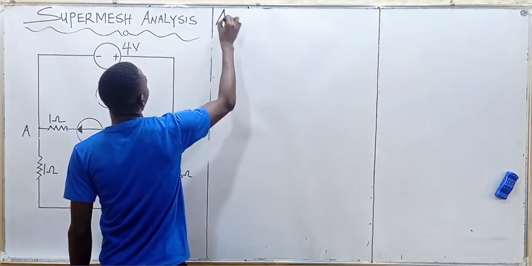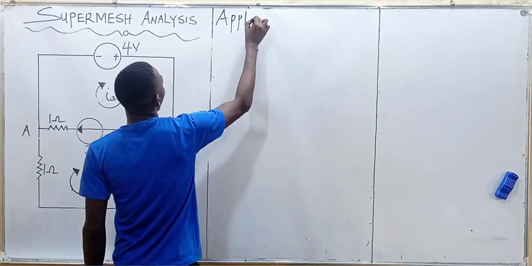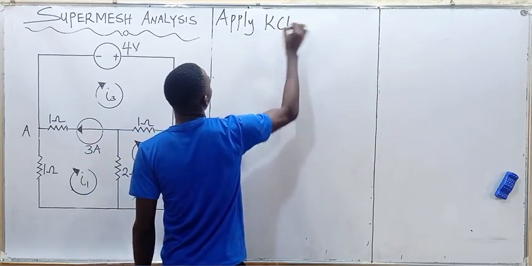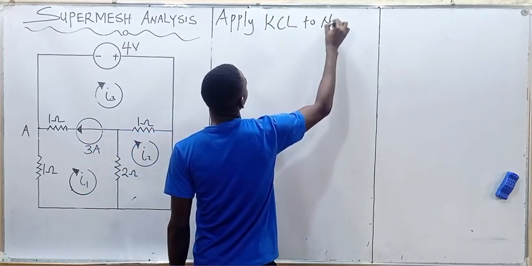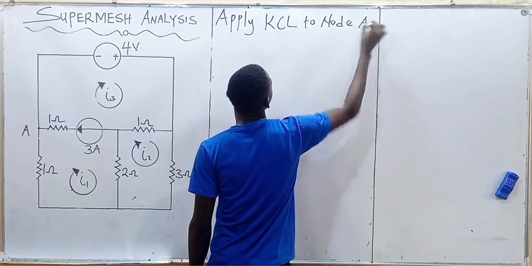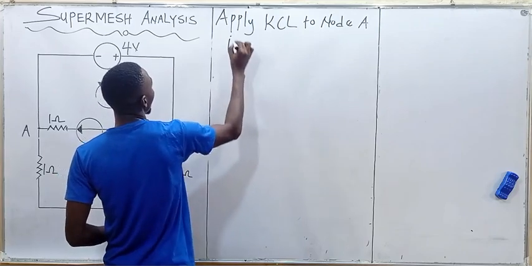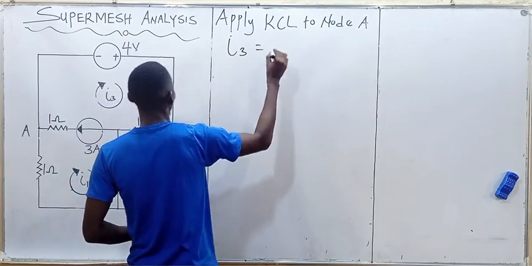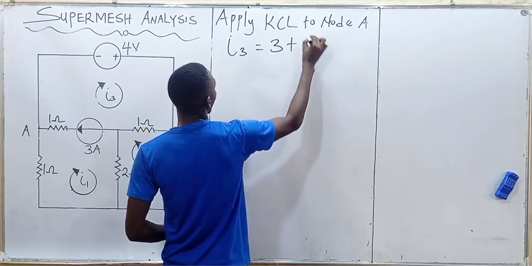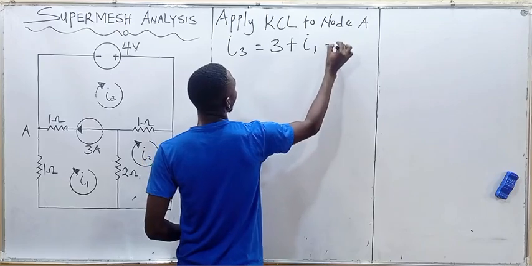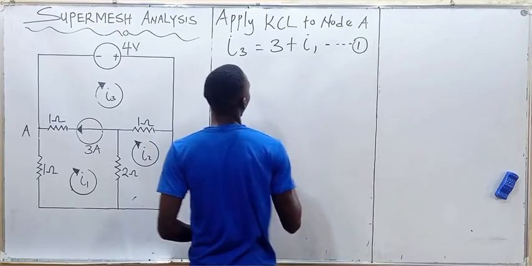So we apply KCL to node A. I3 will be equal to 3 plus I1. So this is going to be equation number 1.